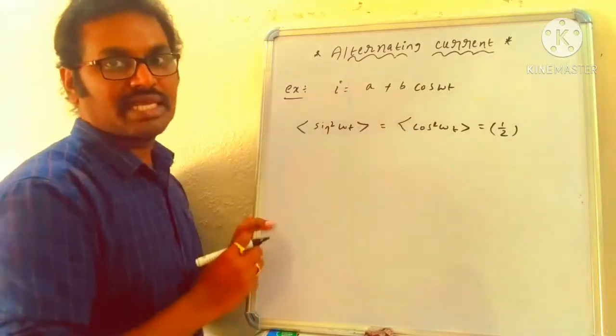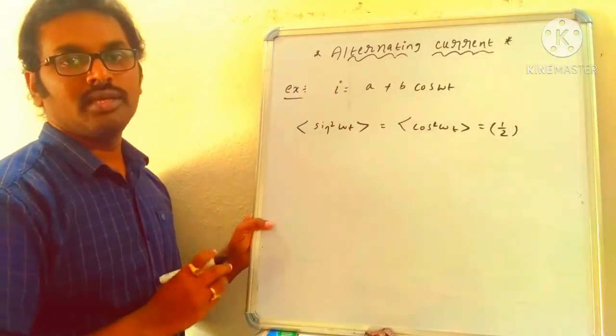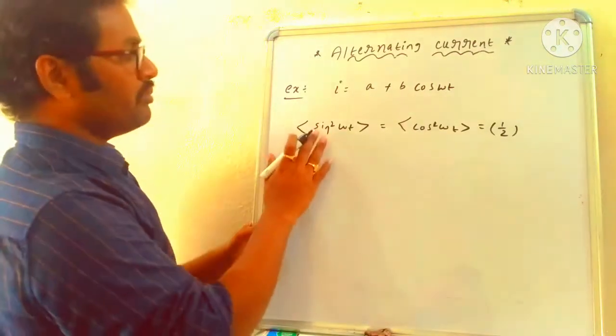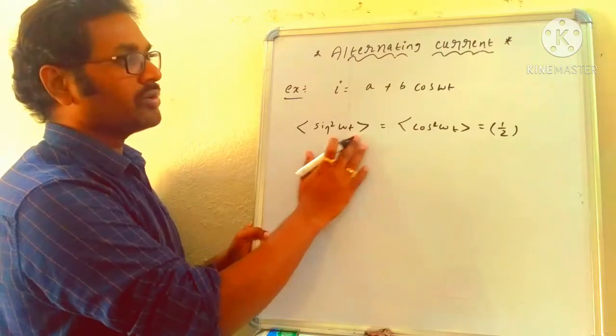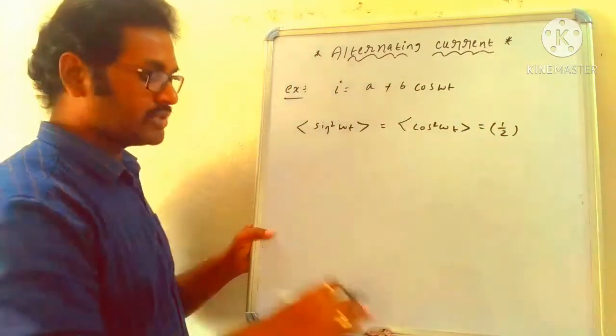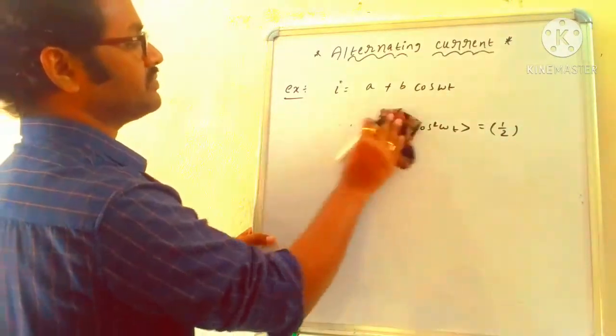If we know this result, we can easily solve these kinds of complicated questions. So the mean of sin square omega t, or the average of cos square omega t, is always how much? 1 by 2. Please remember this result.